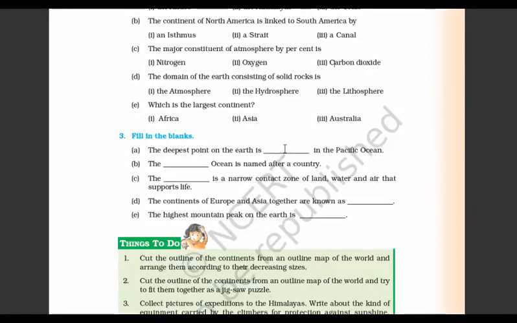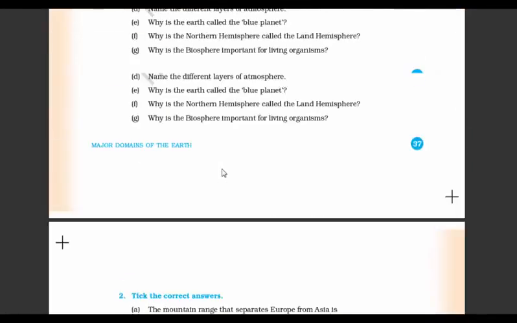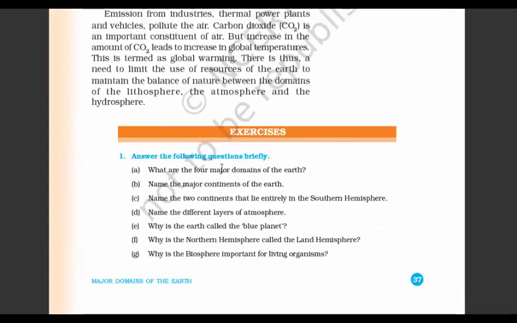Fill in the blanks. The deepest point of the earth is the Mariana Trench, which is about 11,000 meters deep, in the Pacific Ocean. The Indian Ocean is named after a country. The biosphere is a narrow contact zone of land, water and air that supports life. The continents of Europe and Asia together are known as Eurasia. The highest mountain peak of the earth is Mount Everest, and the longest range of mountains is the Andes, which is in South America. So with this, we have come to the end of another chapter in geography.